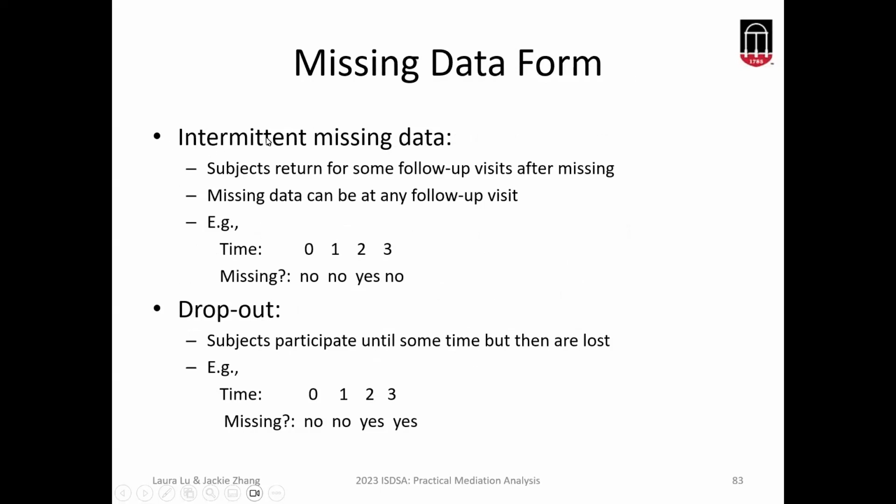So we have different patterns, or forms. We have intermittent missing data. For example, sometimes we have missing values here. That means the third observation is missing, but then that person or that value comes back. But we also have dropout, so that means it disappears always. After that point, all missing values.